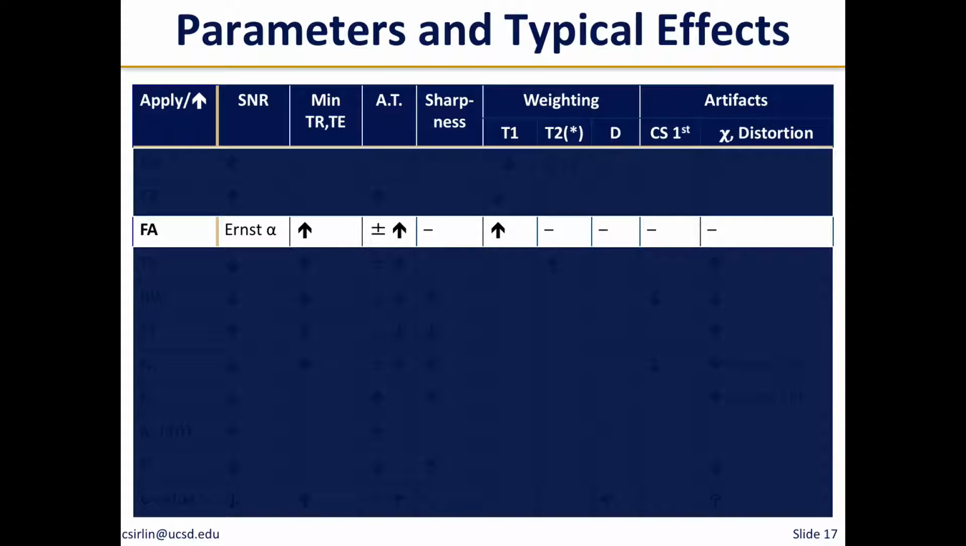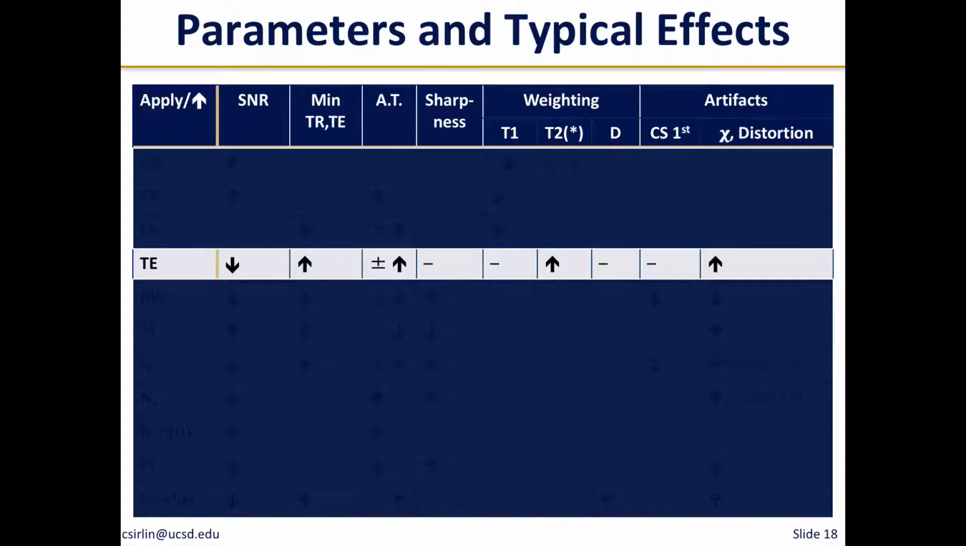When you increase your flip angle, you may increase your minimum TR. So when you increase your flip angle, depending on the sequence, your TR might go up. And if your TR goes up, your acquisition time might go up. And as you increase the flip angle, the T1 weighting goes up. So low flip angle, low T1 weighting, high flip angle, high T1 weighting. We'll talk about more of this also later.